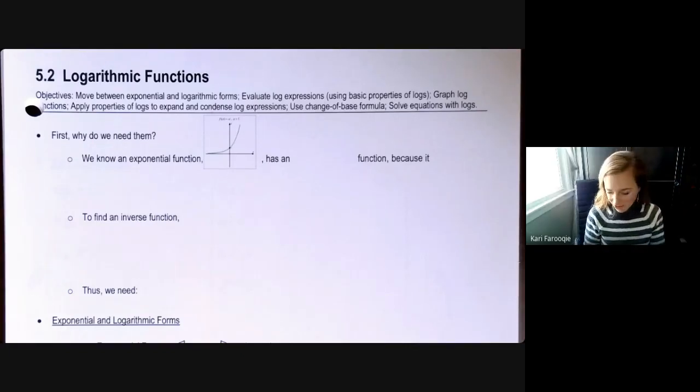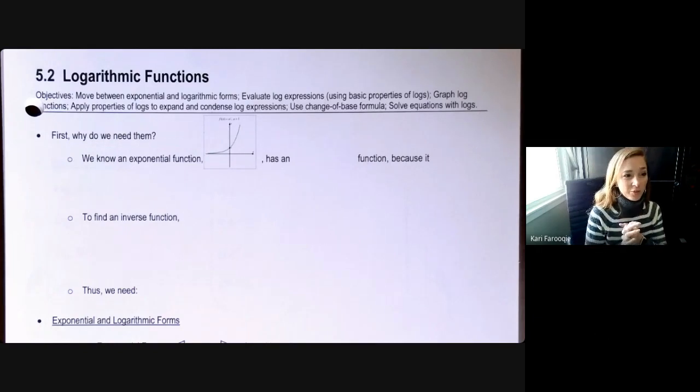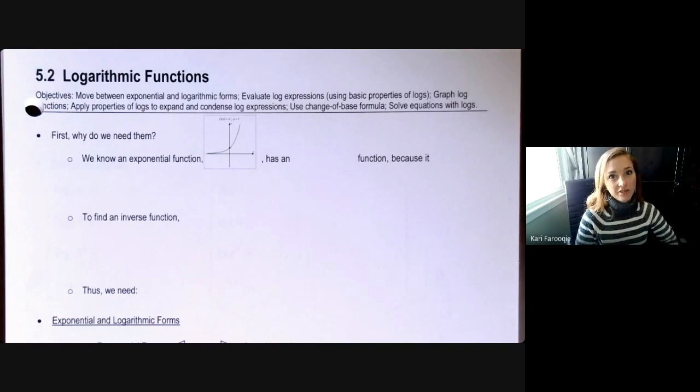5.2, logarithmic functions. I love log functions. It's great. It's going to be awesome. Today, we're going to move between exponential and logarithmic forms. So we talked about exponential forms last time. Today, we'll talk about how to convert those to logarithmic forms. And yes, you'll want to do that.